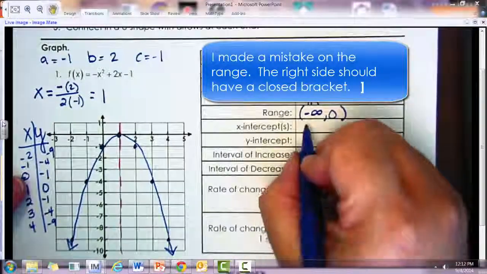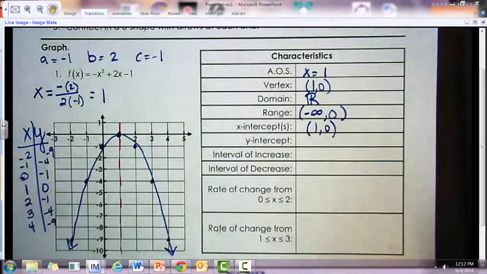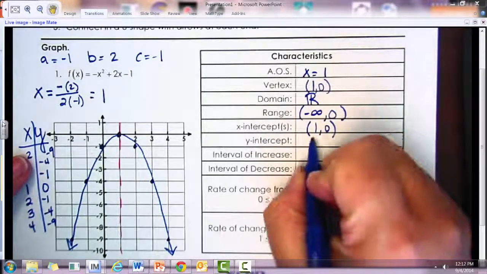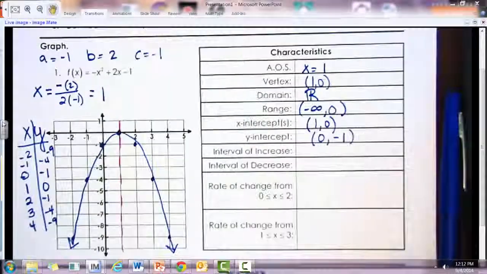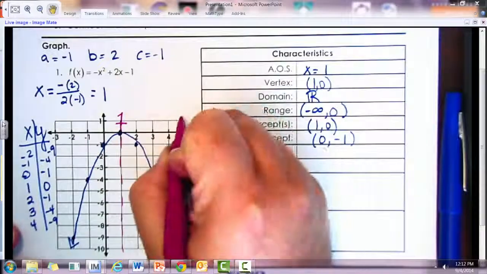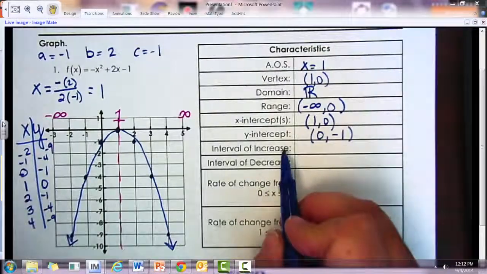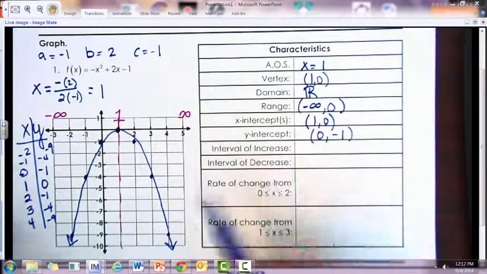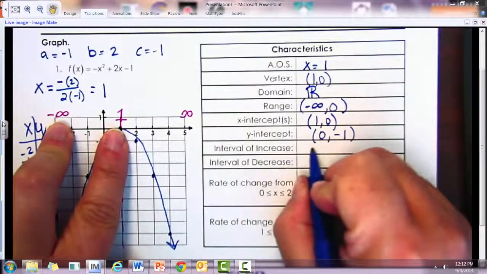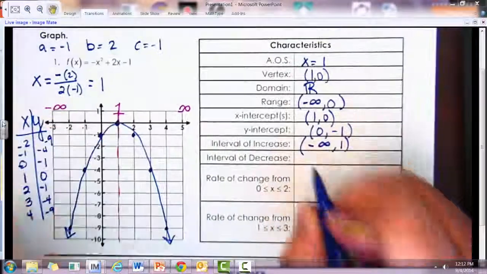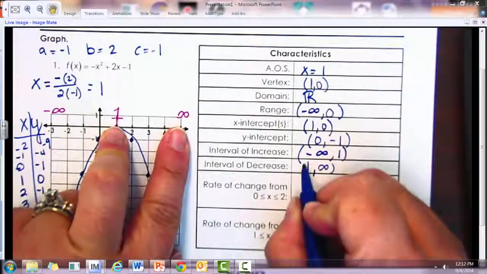The x-intercept is at 1, 0. The y-intercept is at 0, -1. In order to get my interval of increase, I need to put the numbers on my number line. We have a 1, positive infinity, and negative infinity. The interval of increase is in what area are the x's going up. So that's uphill here. So you just look at these two numbers and do a copy-paste. It's from negative infinity to 1. It's decreasing on the right-hand side, so you do a copy-paste from 1 to positive infinity.